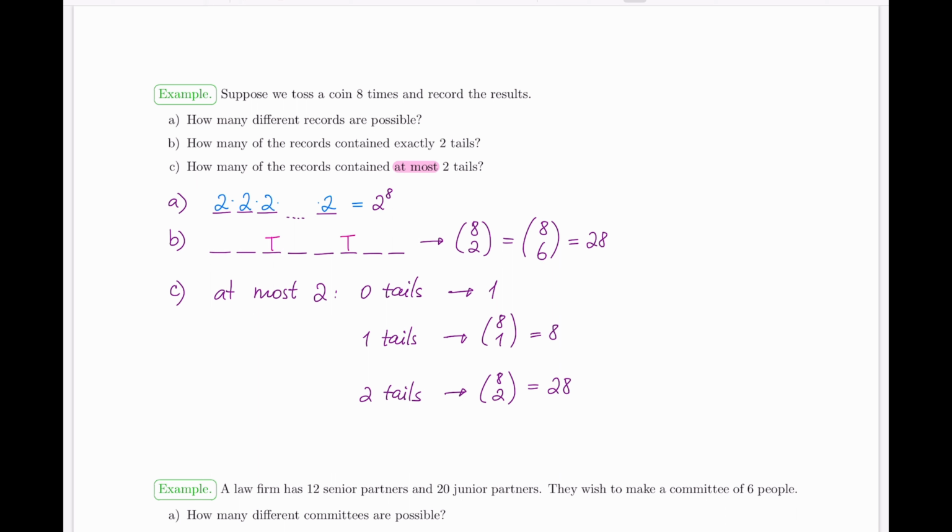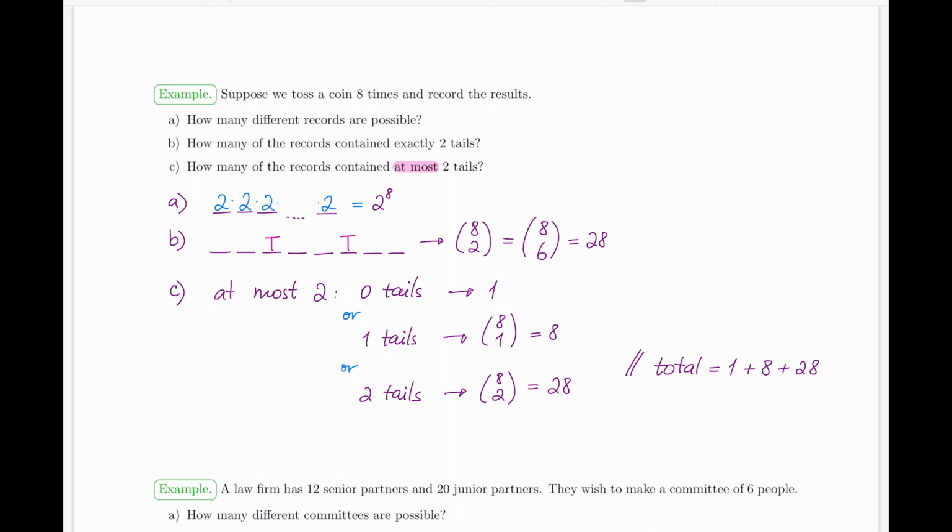Now, I am interested in the number of records containing at most 2 tails. So no tails or 1 or 2. And these can happen only one at a time and not simultaneously, which means that altogether I am going to add all of them up. There is one way to see no tails at all, plus, by the addition principle, there are 8 ways to see 1 tail, plus there are 28 ways to see 2 tails. And that is going to be my total number possible.